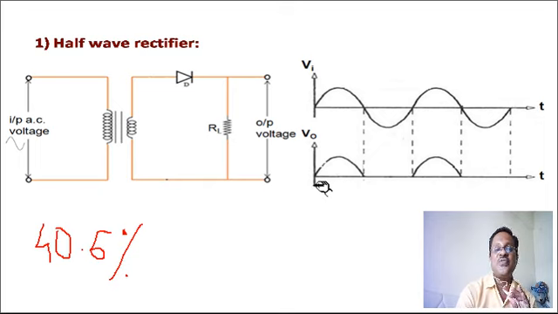Whatever output we are obtaining contains only 40.6% of DC, and the remaining output voltage contains an AC component also. Therefore, the output obtained is a pulsating or oscillating DC. It is not a pure DC. So this is the working of the half wave rectifier circuit.